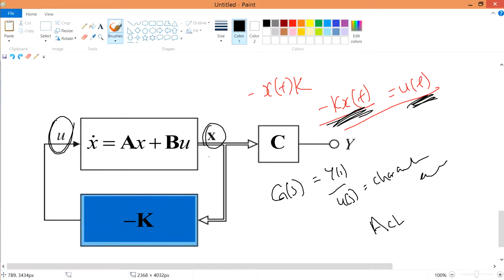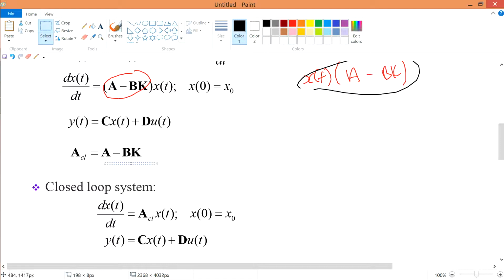So don't be confused with all the notation. Just need to know that this is the closed loop system as your input, and this input is being fed back into your Bu over here. Since we know that A minus BK can be re-represented as A_CL, we can simply write this equation as this equation.